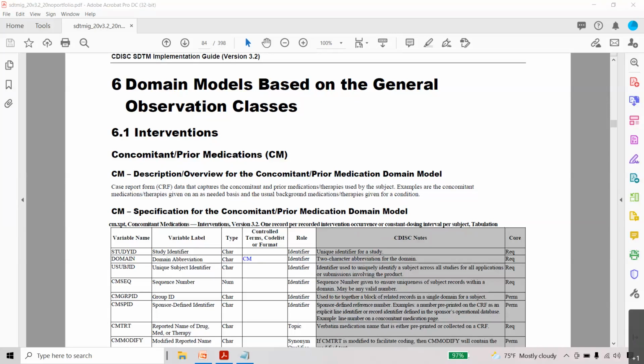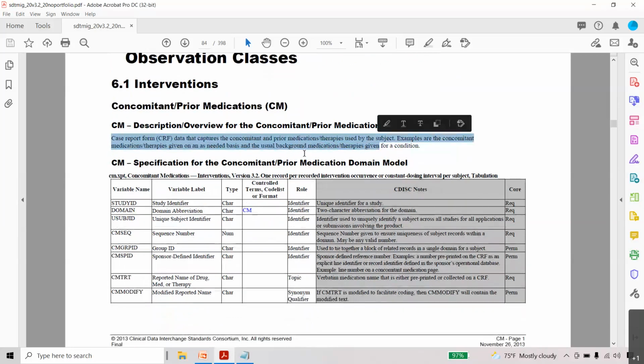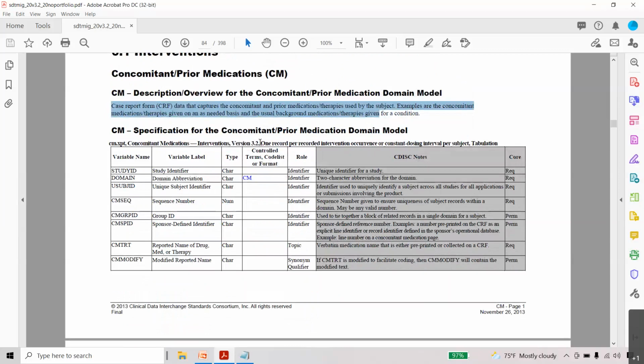Another point here: in 3.2 they gave the definition, that prior or concomitant medication information of subjects will be captured in the CM domain. And this is the structure of this domain: one record per recorded intervention, meaning medication with constant dosing taken by the subject. That information is captured in the concomitant medication.